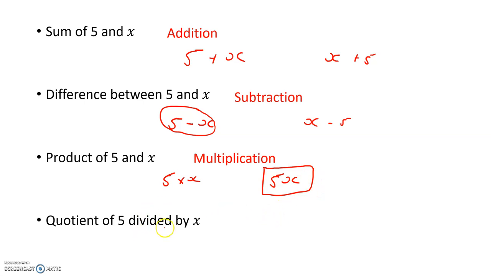And this one's pretty key because it's got the number in there. If it talks about the quotient, it's a divided. So the quotient of 5 divided by x, as I said, we could write it as 5 divided by x. That's right, but we're starting to move to writing them as fractions, 5 over x.